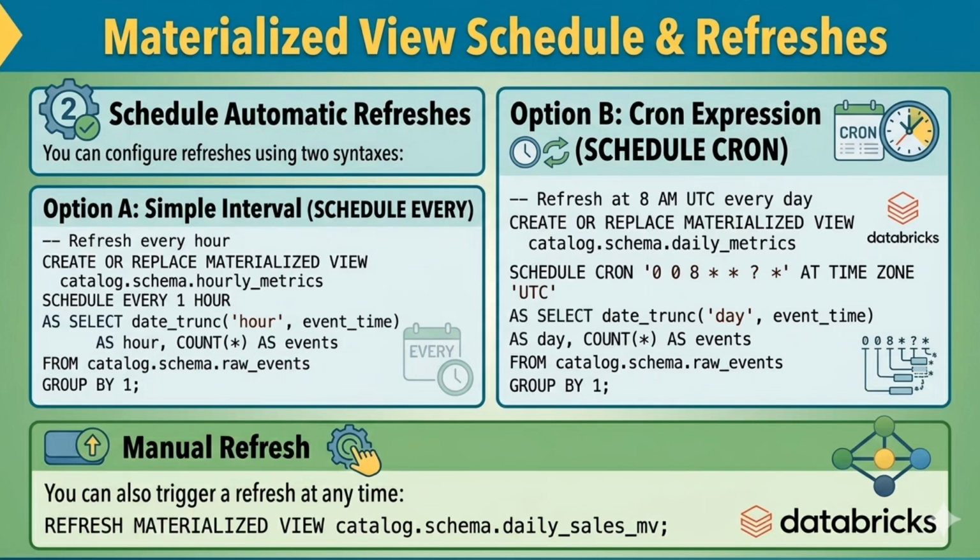Finally, you also have the option for a manual refresh. You can trigger a refresh at any time using REFRESH MATERIALIZED VIEW catalog.schema.dailysalesmv. And that's how you manage scheduling and refreshing for materialized views, whether it's automatic or manual.